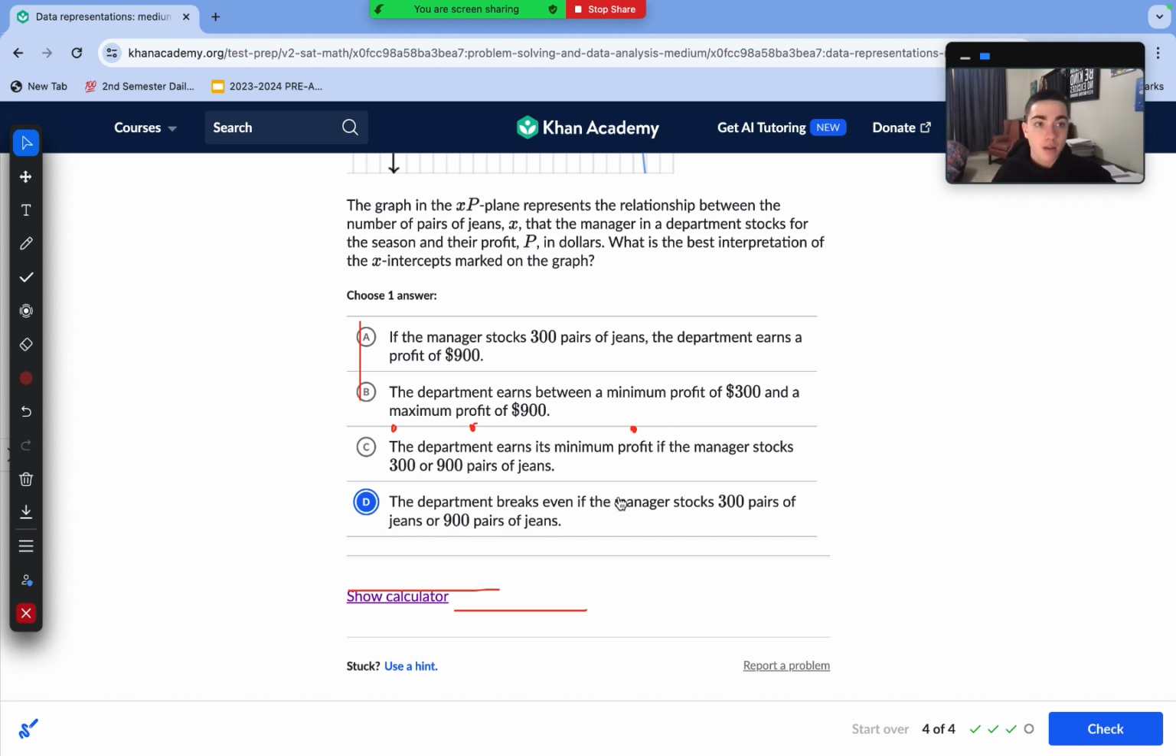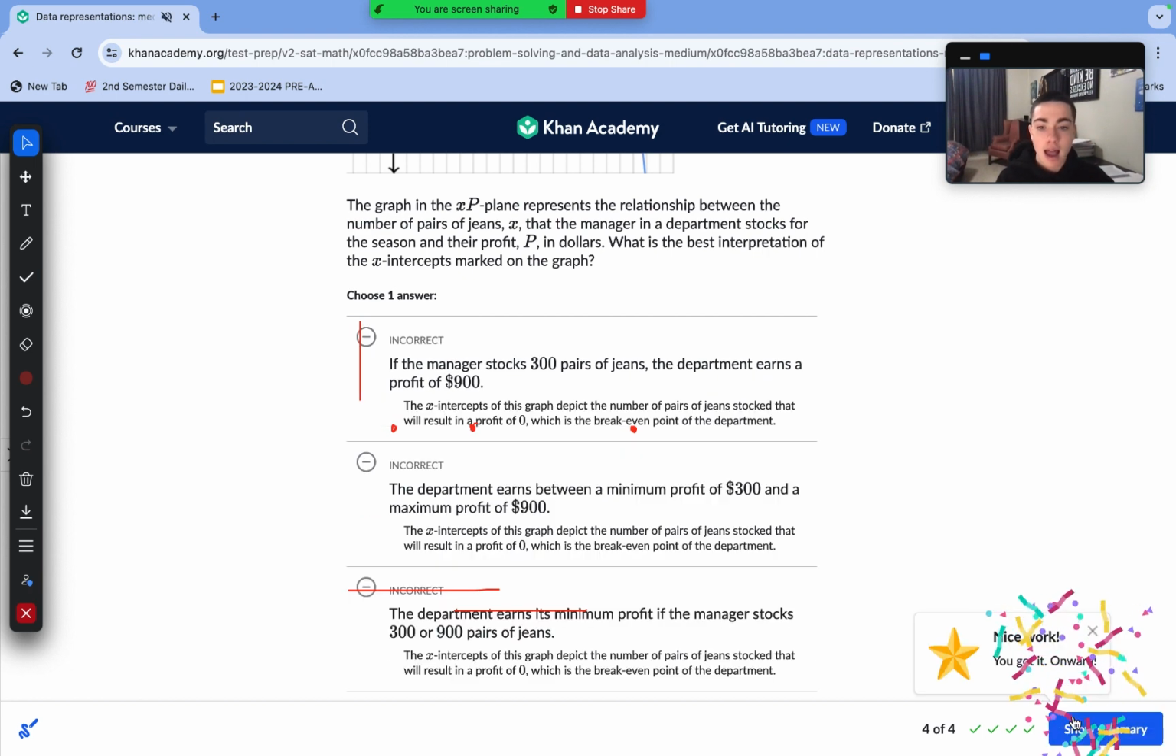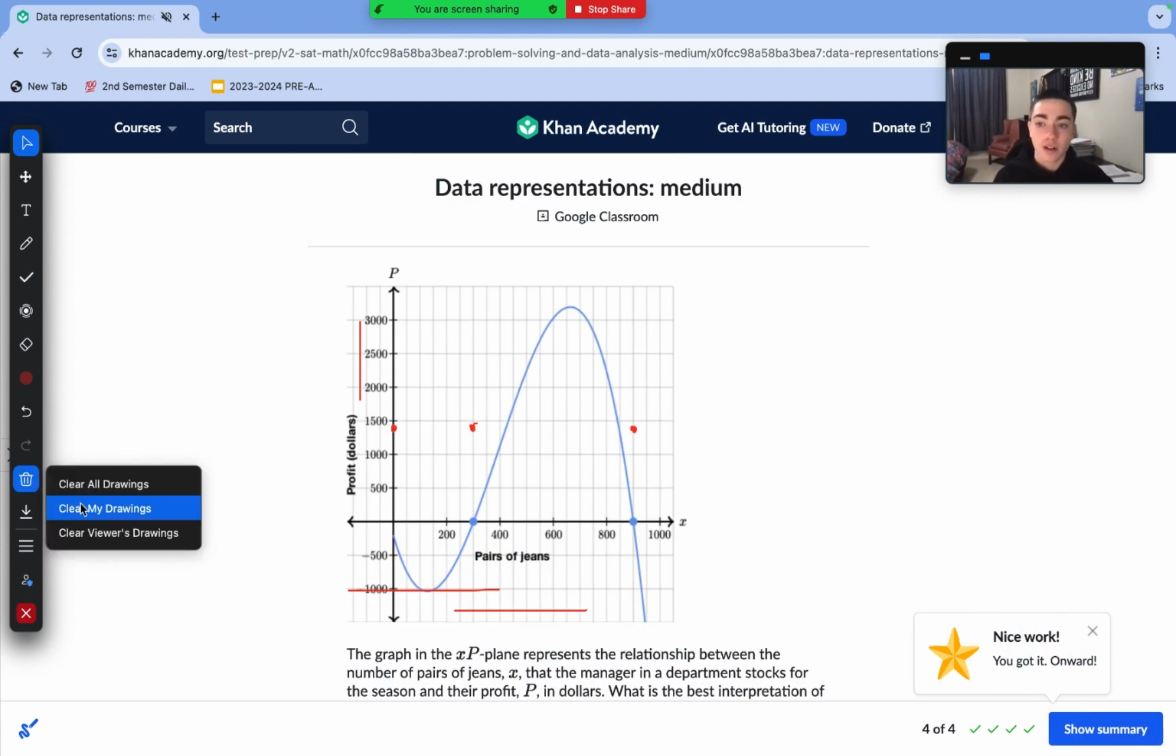The department breaks even. That means we have the same revenue as expenses, meaning 0 profit, if they stock 300 pairs of jeans, or 900, because of those 2 x-intercepts. D is our answer, and that will be it for today's lesson.